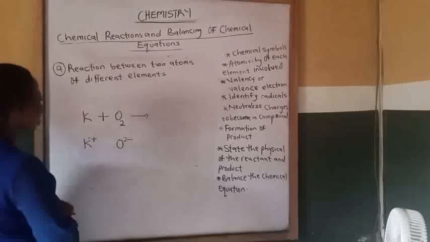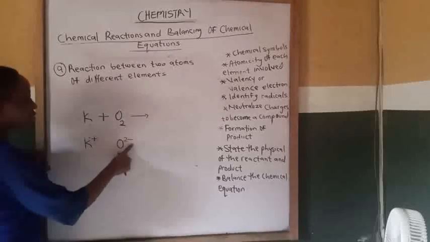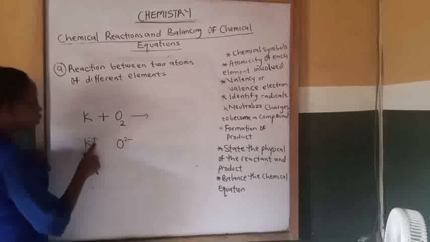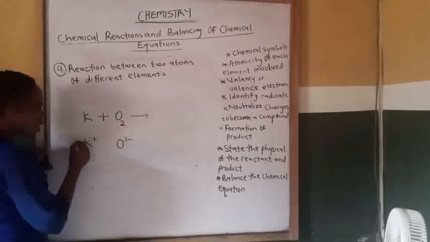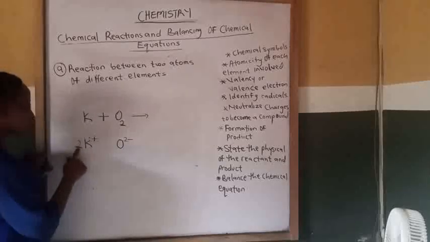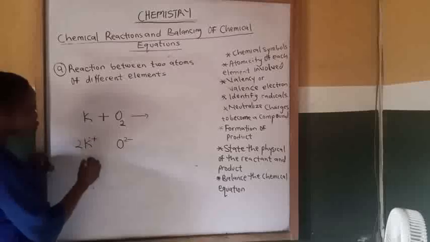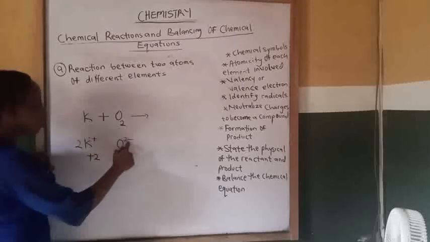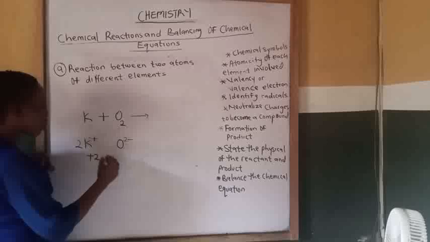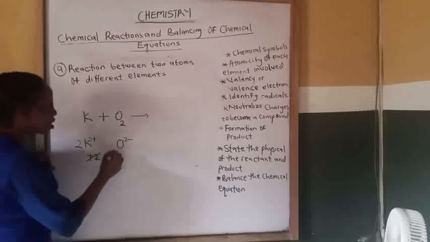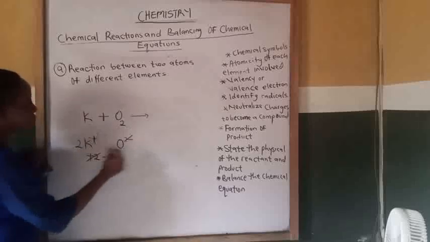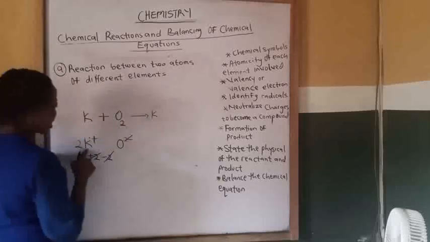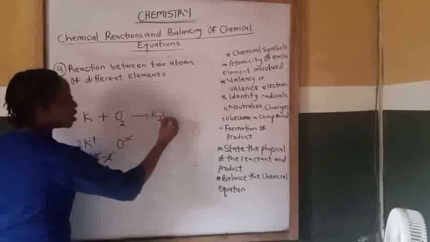Then you combine the charges. You combine their charges in order to neutralize each other. So this one is what? Plus 1. Plus 1 will not neutralize minus 2. So therefore I will multiply this one by 2. So plus 1 times 2 will give me plus 2. So this one is minus 2 from 1 oxygen. So the charges will neutralize each other. So we cancel the charges. Then they will now combine together to give you how many K? That is 2. K2 what? K2O.